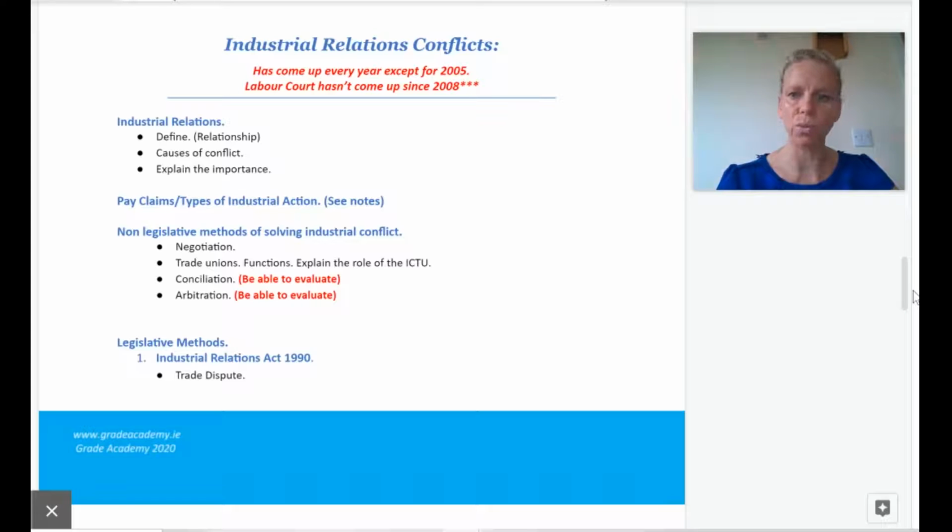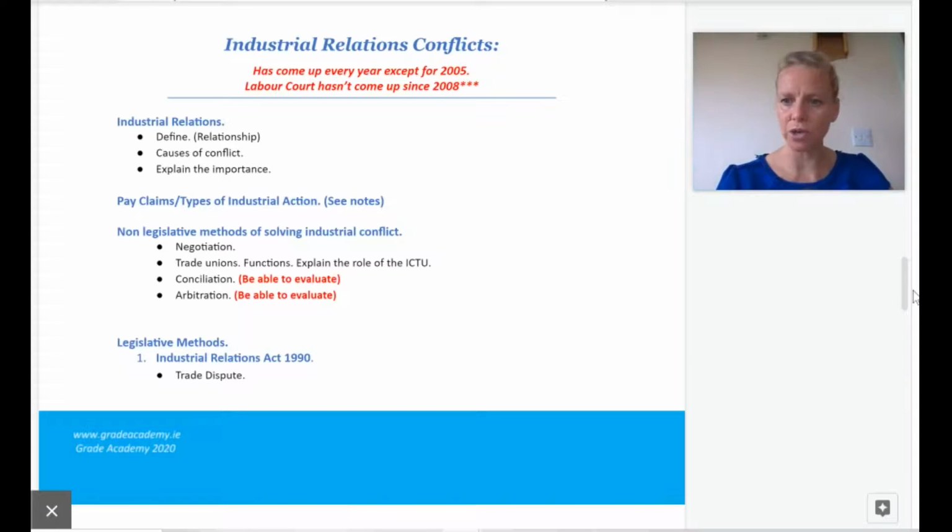Negotiation is pretty self-explanatory. They come together, they talk, and try to solve their problems. You might say that the employee might have another representative with them. It could be a trade union representative. It could be just another member of staff representing them as well, or being present with them.